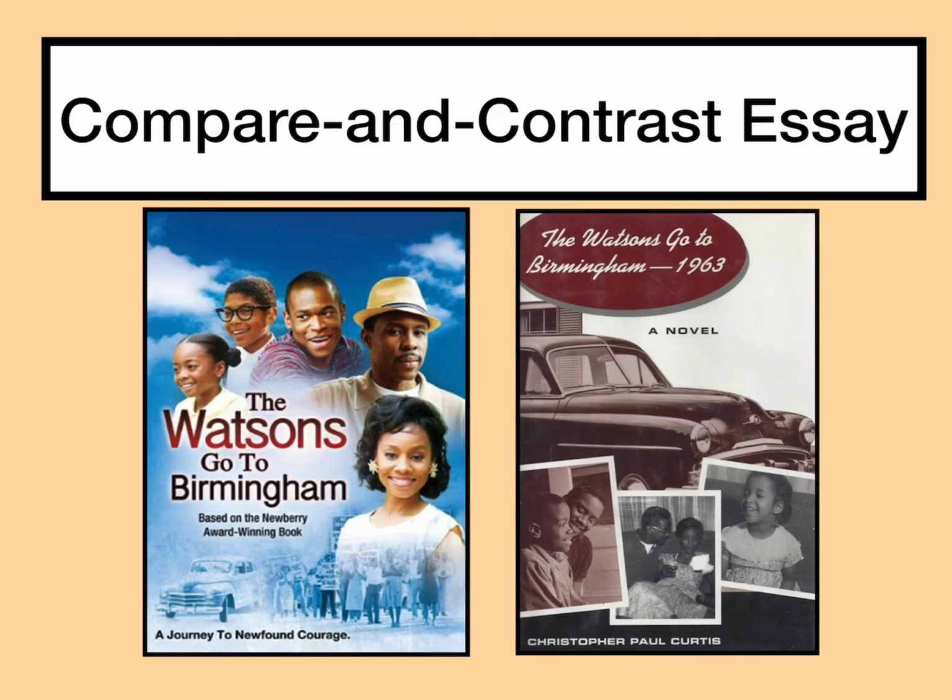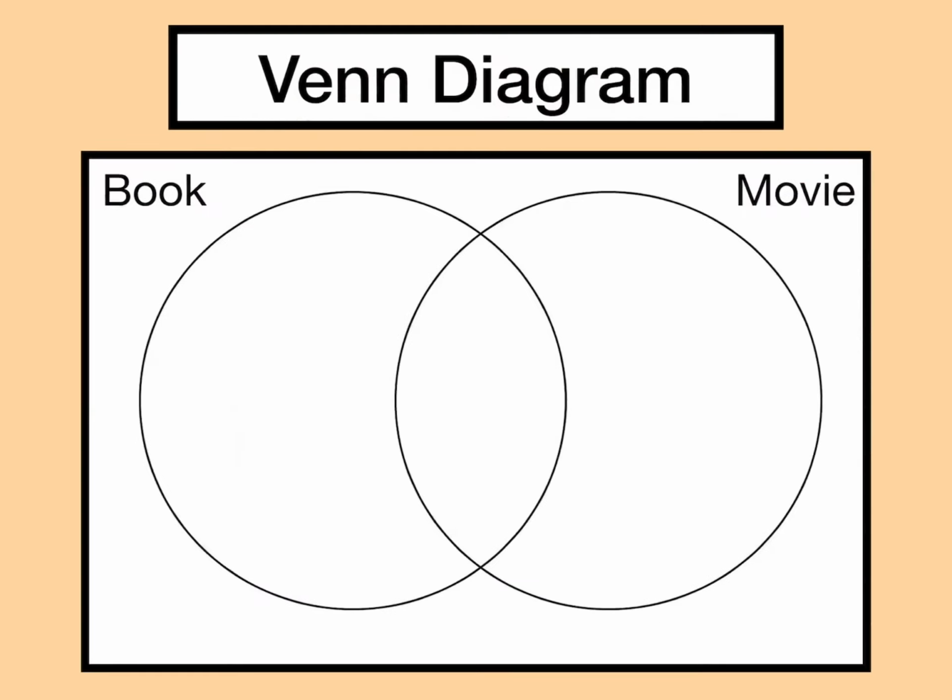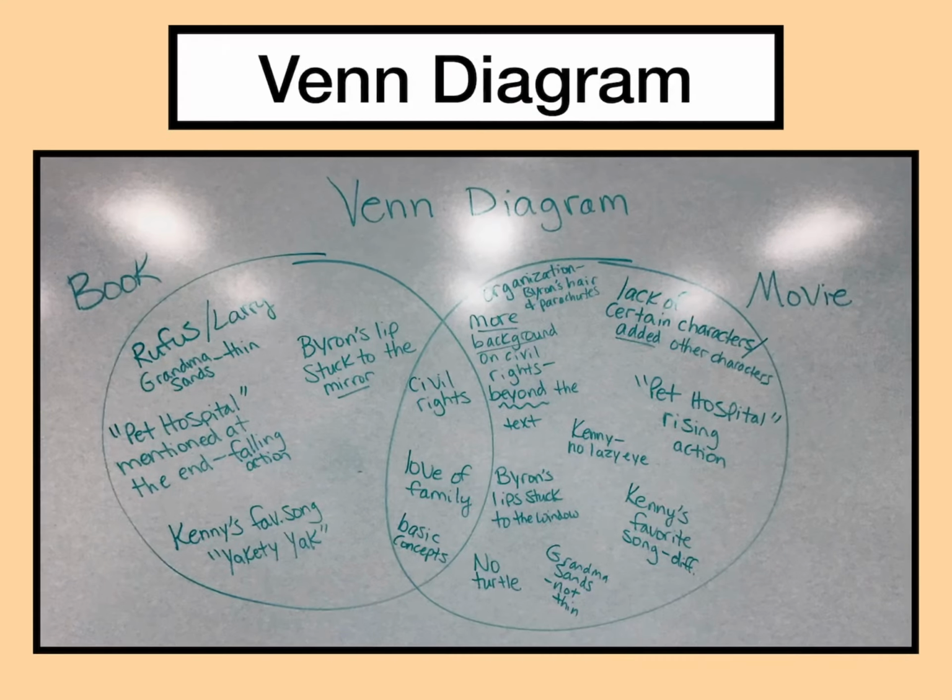Hi class, I just want to continue our lesson on writing a compare and contrast essay. And of course we're comparing the book and movie versions of The Watsons Go to Birmingham. If you remember before break, we did a Venn diagram on the board comparing the book and movie versions. And here's a photo of the Venn diagram that we actually did together.